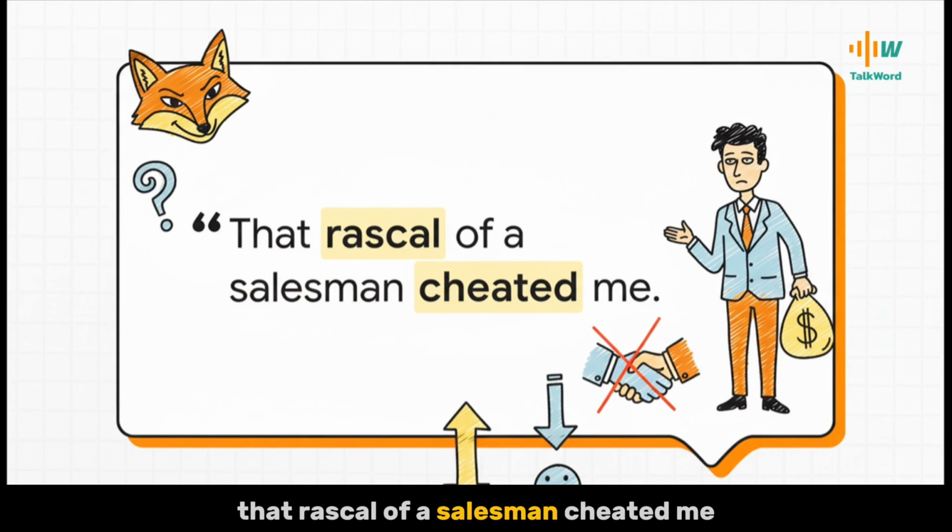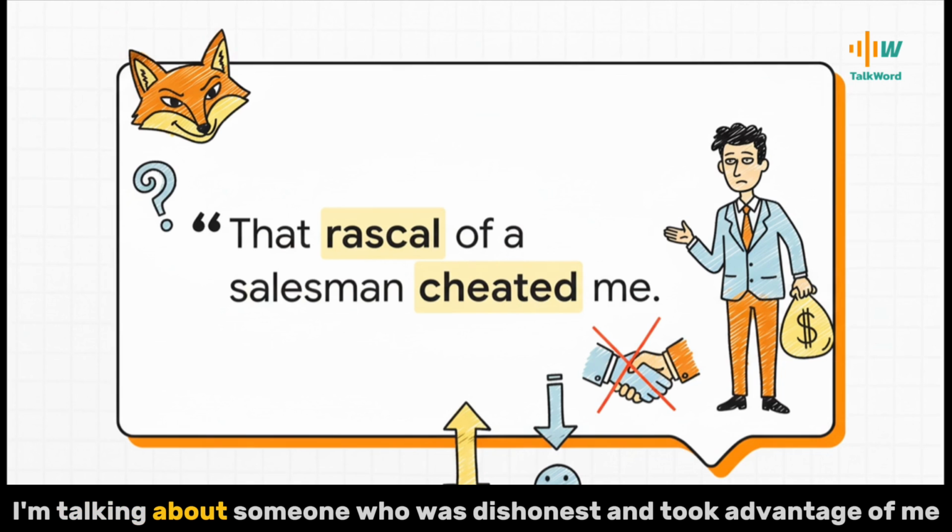Now listen to this. That rascal of a salesman cheated me. Whoa, totally different, right? The tone is hard, I'm annoyed, there is zero affection there. I'm talking about someone who was dishonest and took advantage of me.